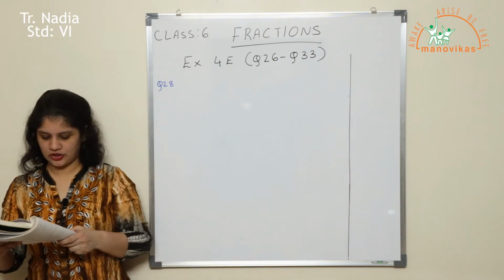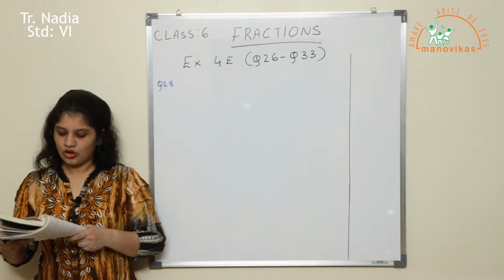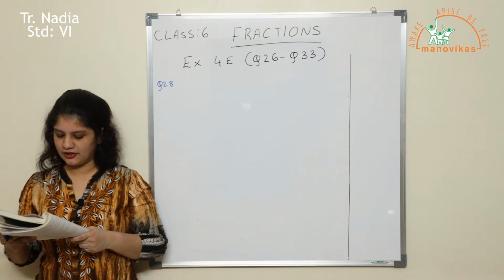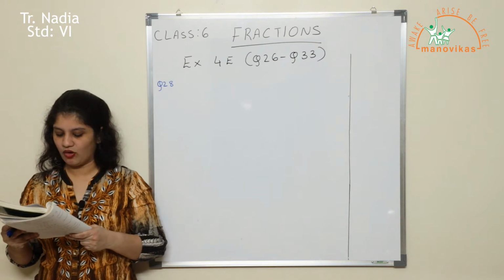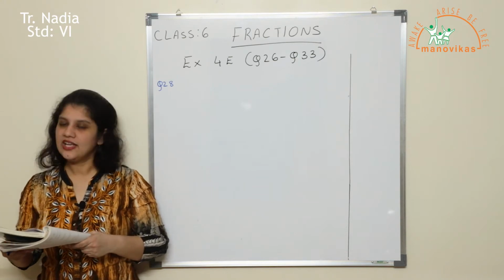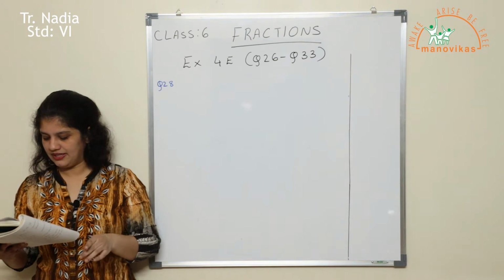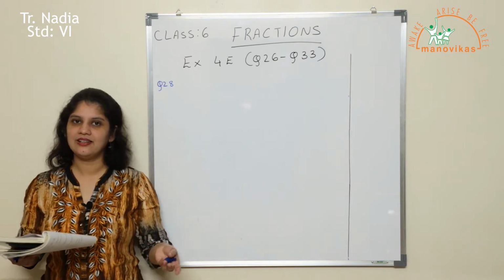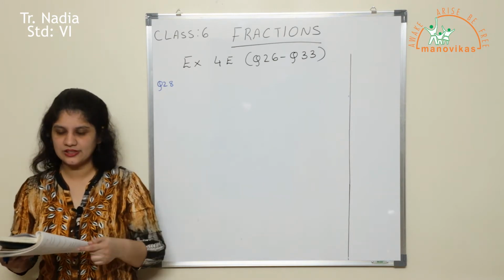Okay, let's move to question number 28. The cost of 3.5 meters of cloth is rupees 547 3 upon 4. Find the cost of 1 meter of cloth. Now these are the opposites of what you all have just solved.